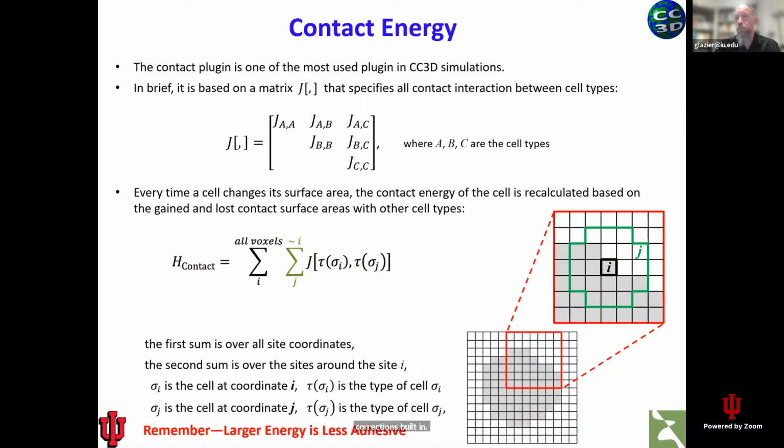So the first sum is over all cells. We have to sum up the lattice energy for each cell. And then for each cell, we have to walk around its perimeter. That's why there are two summations.